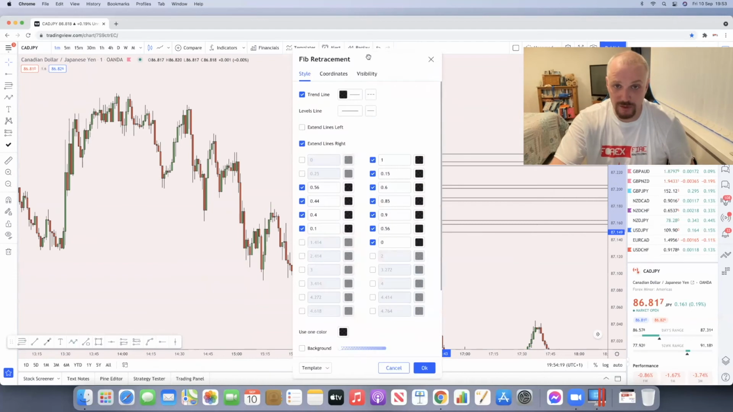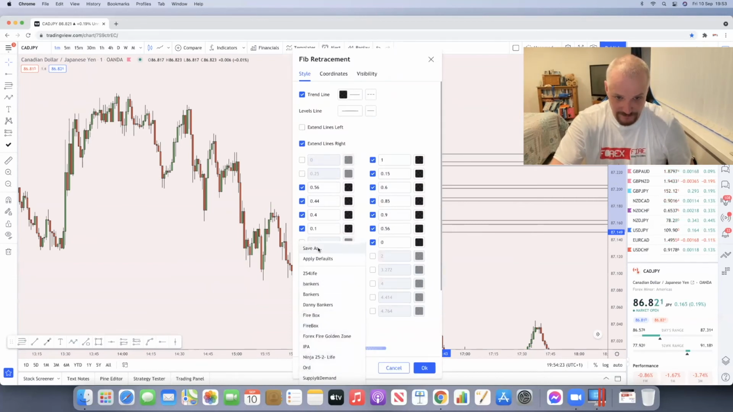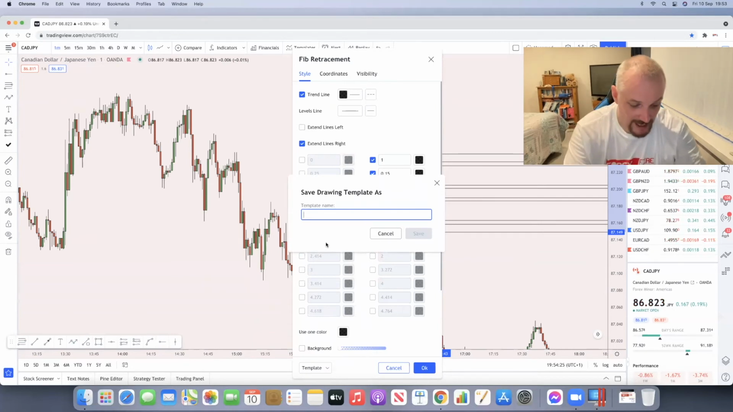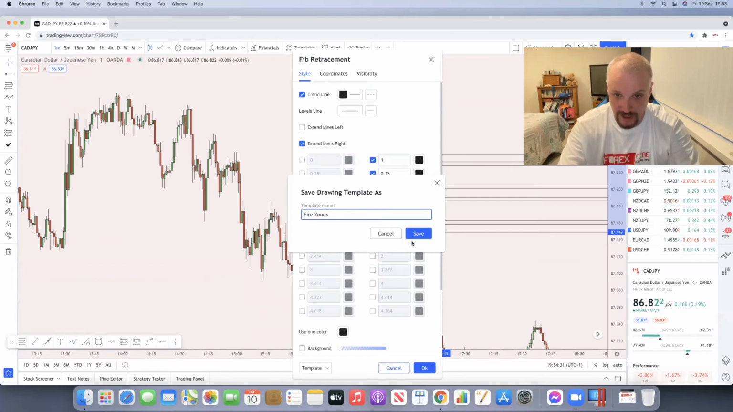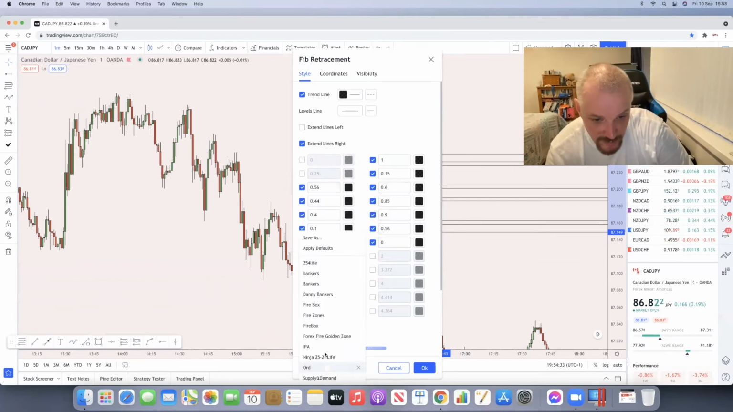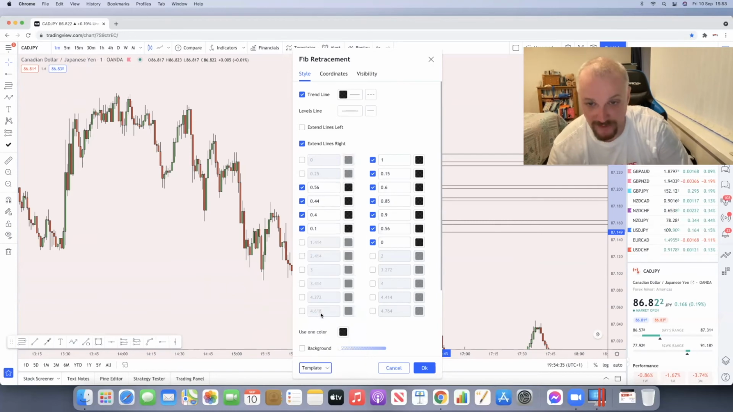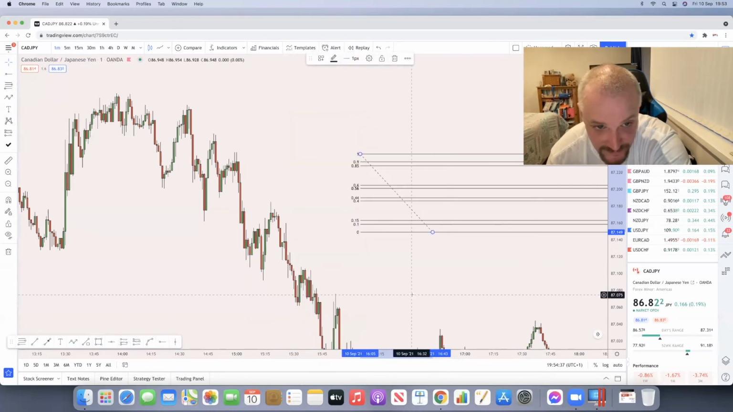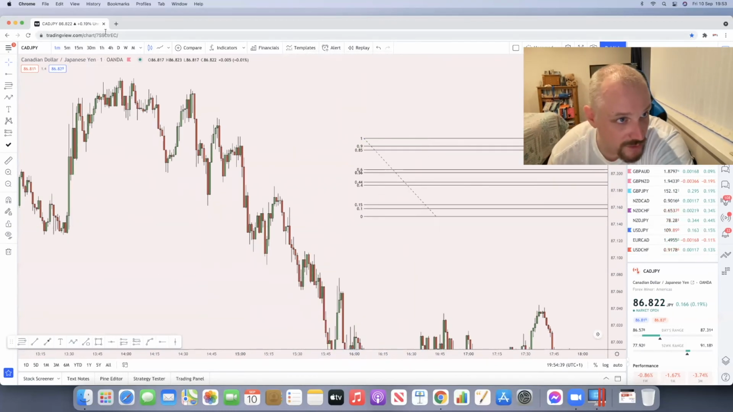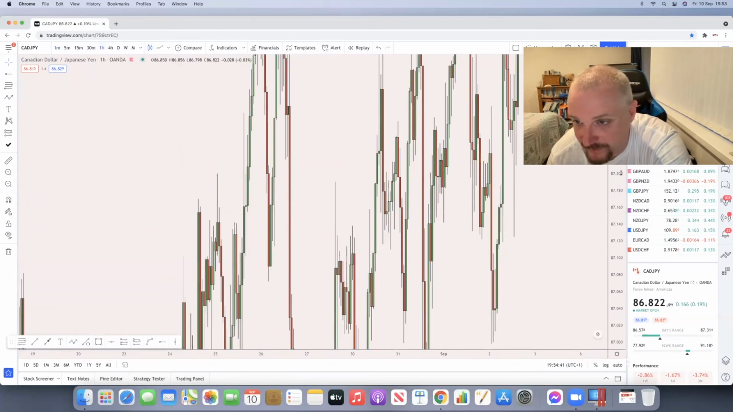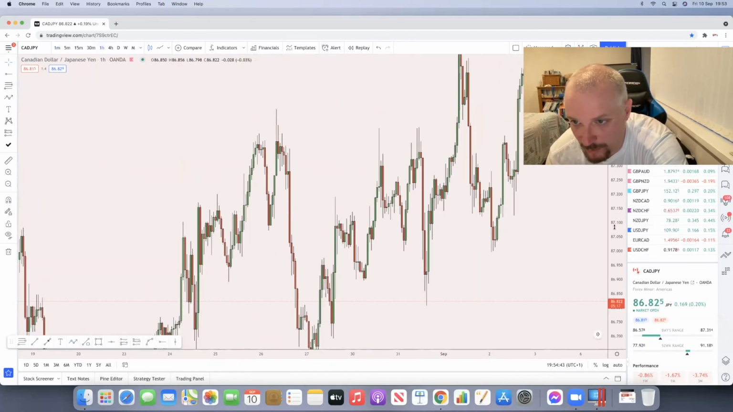Go on to the cog, go to template, go to save as. And you could have these as fire zones. So every time you go to use them, you can just go, I want my fire zones, and then it's saved. Now you can do this on any time frame, it doesn't just have to be the 1 minute.